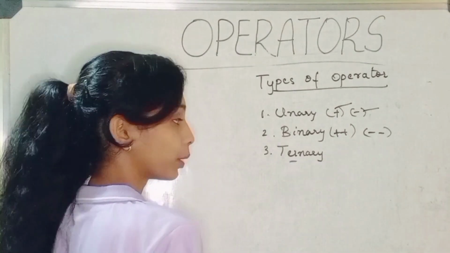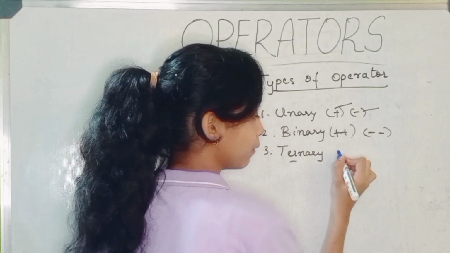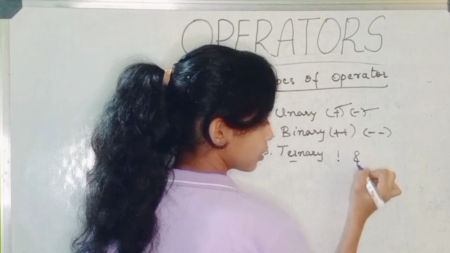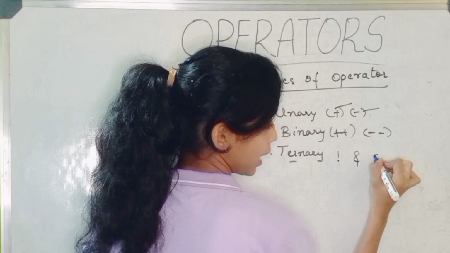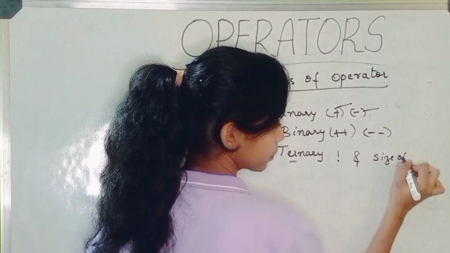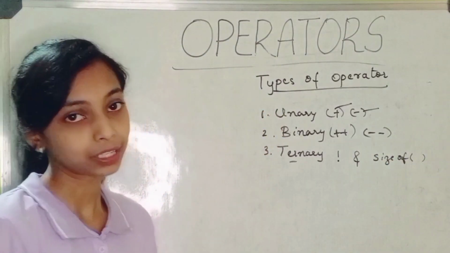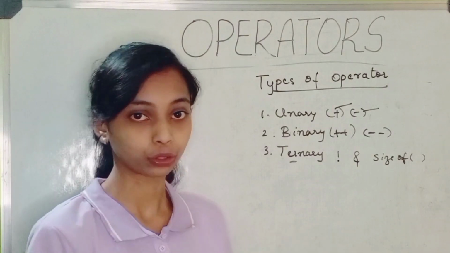And we have the ternary operator. In the ternary operators we have logical not, address operator, and sizeof. So these are the different kinds of operators that are classified based on the operands.